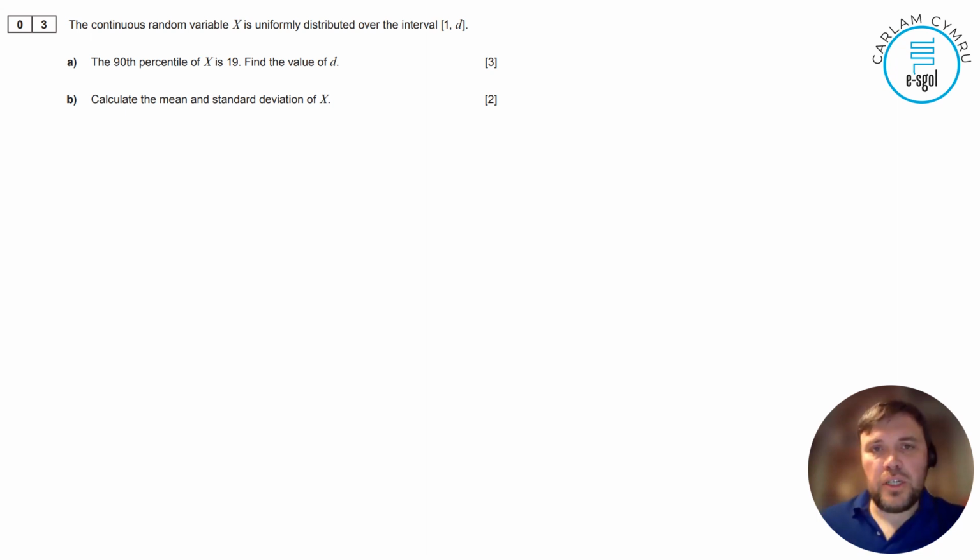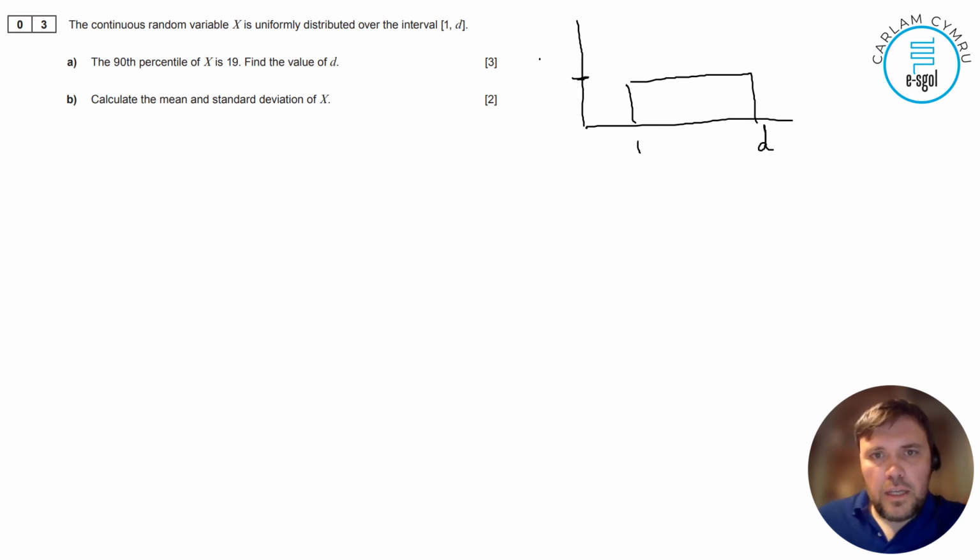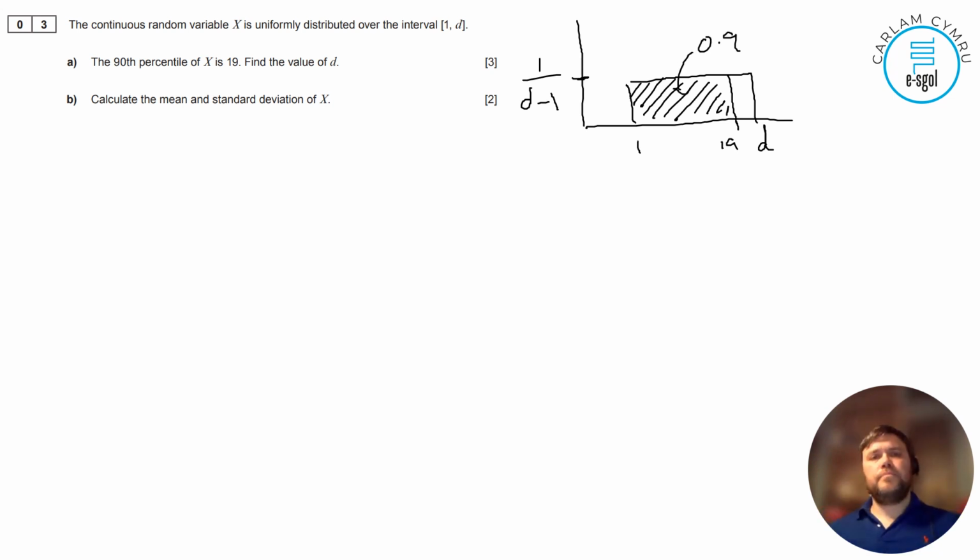So now we've got a bit of information. I'd probably recommend drawing it. So here, this value here is 1. This goes all the way to d. This then is 1 over d minus 1. And then this part here, which we said is 19. And now the area, all of this, is equal to 0.9.